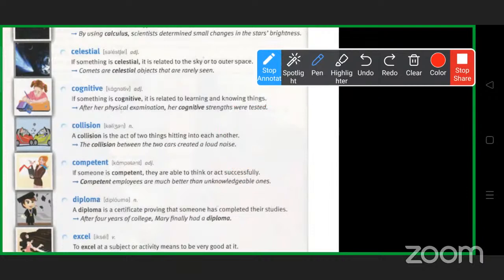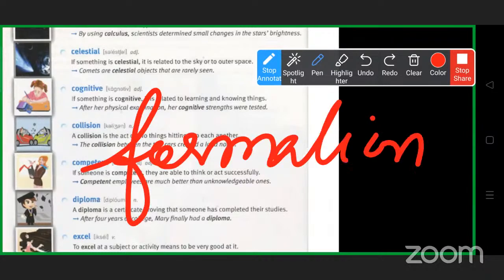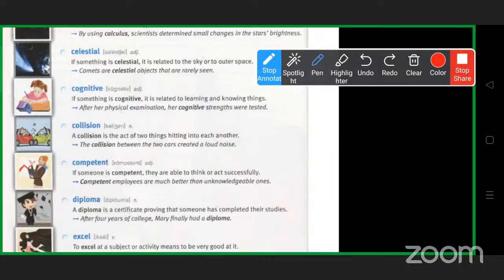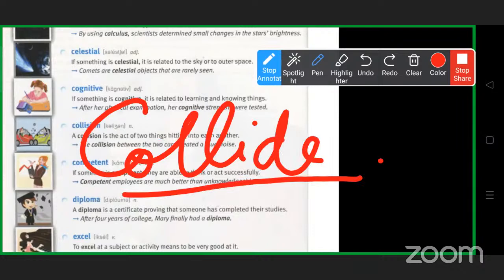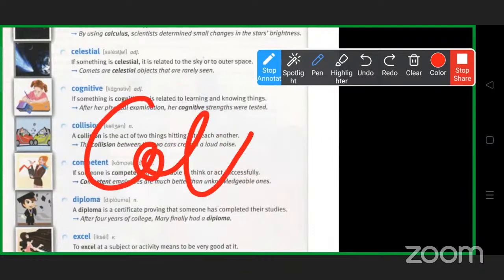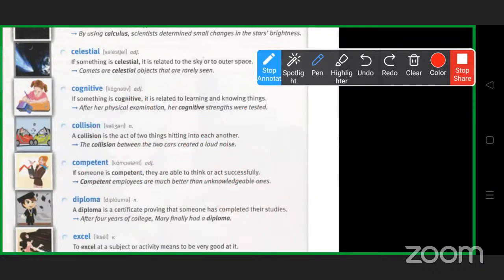So any form of word formation, ion, tion or sion, one and the same thing. So here you are seeing that a collision is an act of colliding, hitting into each other. So the basic word was collide. Thereafter collision came into being: collided, then collision. Collide is a verb form. Collision is a noun form here.